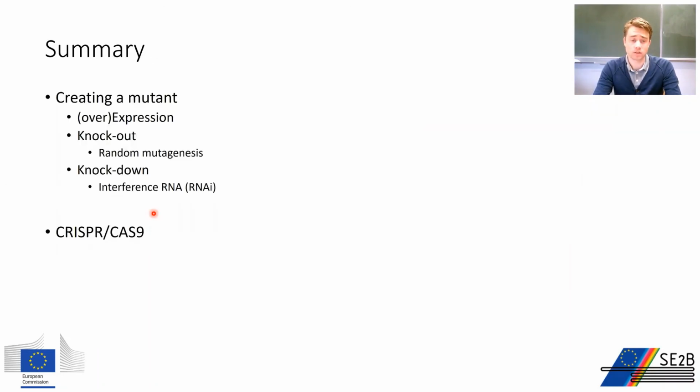To summarize, we've looked at how to create a mutant. We have looked at different possibilities of overexpression, making a knockout using, for example, random mutagenesis, but also using CRISPR-Cas. And we've also looked at a knockdown using interference RNA.